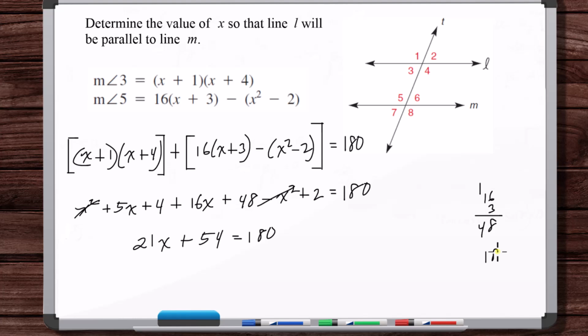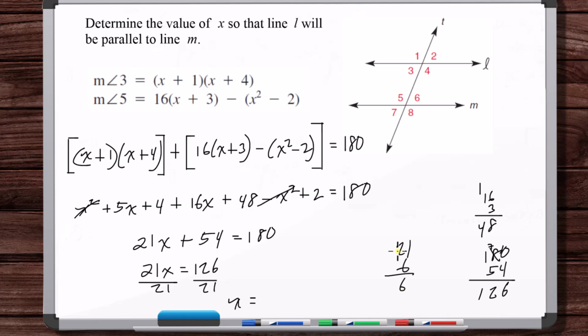Okay, 180 minus 54 is 126. So subtract 54 from both sides. Now divide both sides by 21. So let's see, 21 times 126. 21 times 6 is what? 126. So, okay. X is equal to 6.